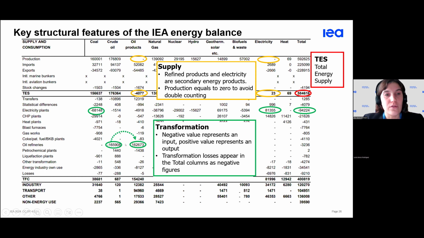And then if you follow the row across to the total column, we get our transformation losses, since the total is the sum of all the products. Transformation losses should always appear negative, of course, because we can't have any energy gains in a transformation process. So they should always appear negative in the total row. And if you have any positive transformation losses in the total column, then that would be an indication that maybe there's something wrong with the efficiencies of your transformation.